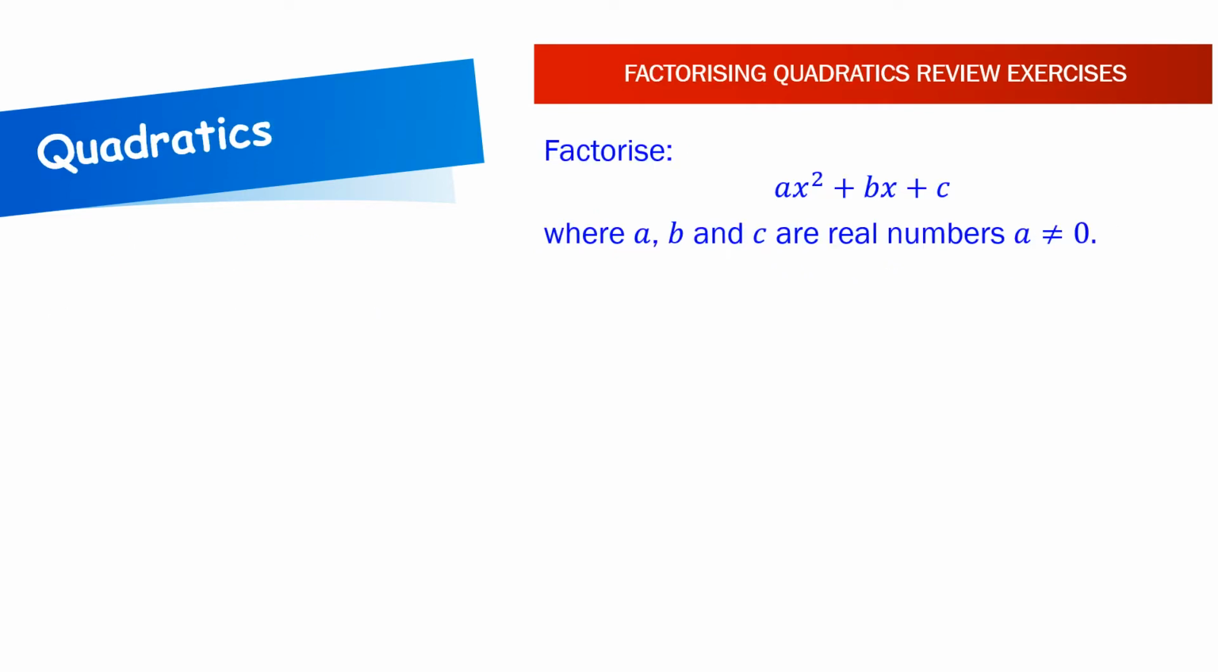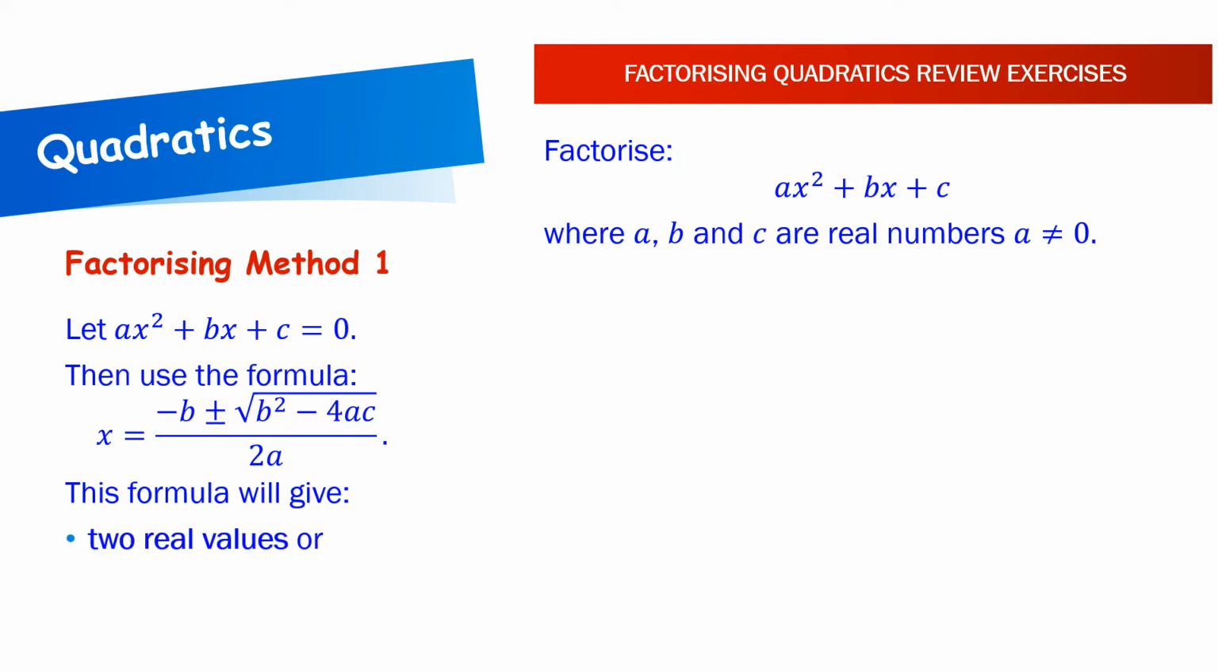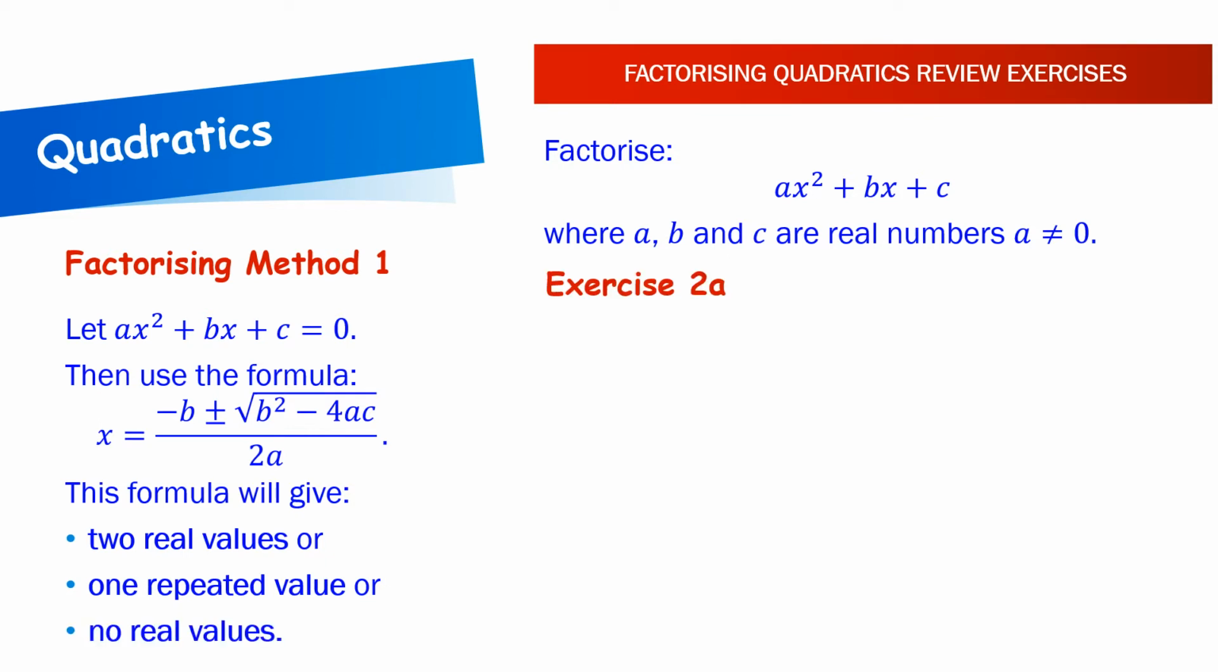Let's now consider what happens when we factorize a quadratic, ax squared plus bx plus c, where a, b and c are real numbers and a is not equal to 0. The first factorising method we're going to look at is this one. So let ax squared plus bx plus c equal 0. Then we use the formula x equals minus b plus or minus the square root of b squared minus 4ac all over 2a. This formula is either going to give 2 real roots, or 1 repeated root, or no real root. So let's have a go at exercise 2a to illustrate this.